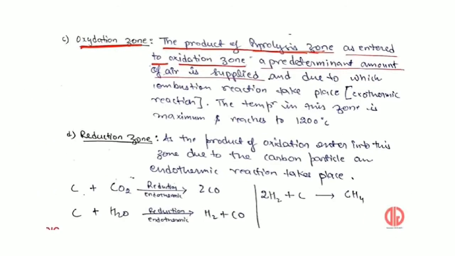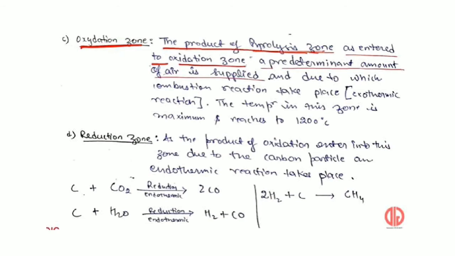Oxidation zone. The product of the pyrolysis zone has entered the oxidation zone. A predetermined amount of air is supplied, due to which a combustion reaction takes place. That means an exothermic reaction. The temperature in this zone is maximum, reaching 1200 degrees Celsius, a huge amount.